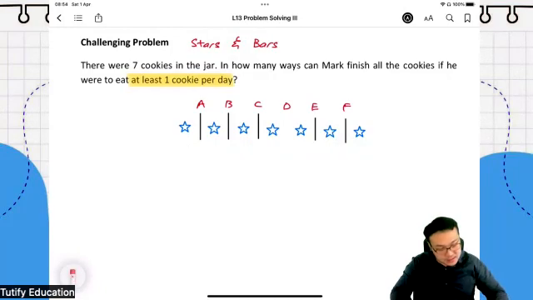Okay, let's say person B. Person B is very lazy. I don't feel like appearing today. I don't want to appear. Never mind. If you don't appear, it's fine. 1, 2, 2, 1, 1.